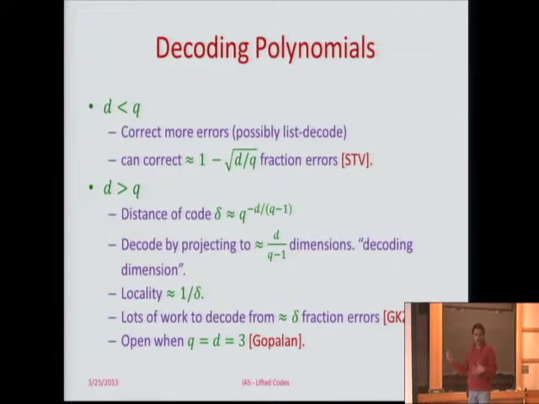So the Johnson bound does not have to be the bottleneck. This is just for those who know what the Johnson bound is. It probably makes sense. All right. So this is roughly where the decoding of polynomials lies.